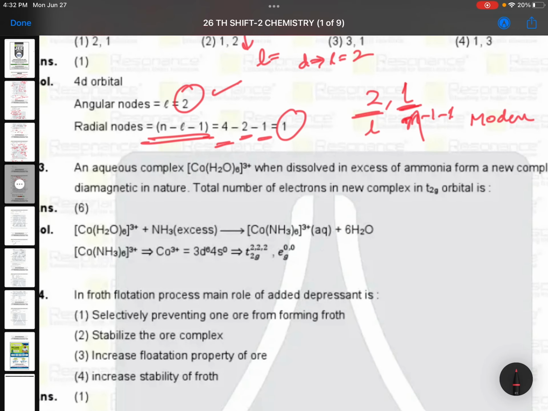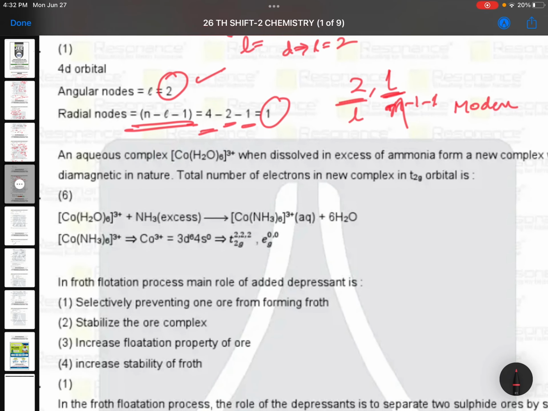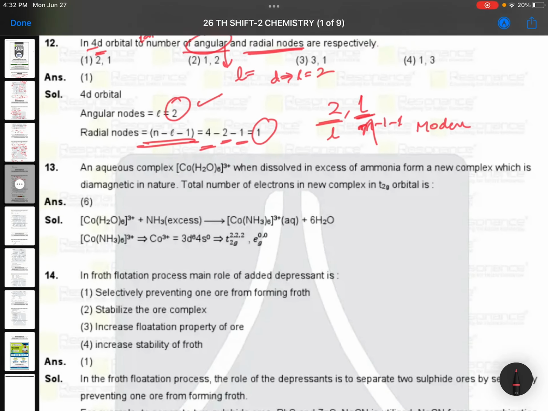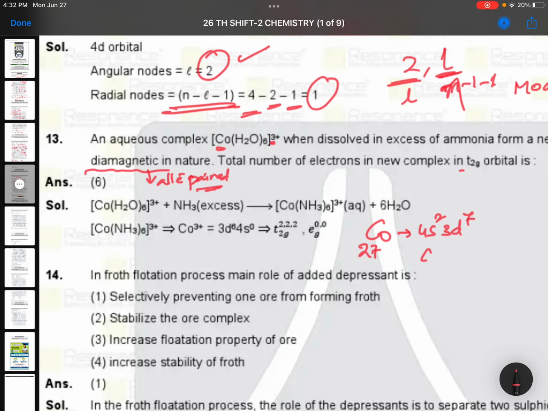An aqueous complex Co(H2O)6 3+, when dissolved in excess of ammonia, forms a new complex which is diamagnetic in nature. Diamagnetic means all electrons are paired, right? That is the logic. Now you see Co, cobalt atomic number is 27, 4s2 3d7. Cobalt plus 3 means 4s0 3d6. Diamagnetic means all electrons are paired.